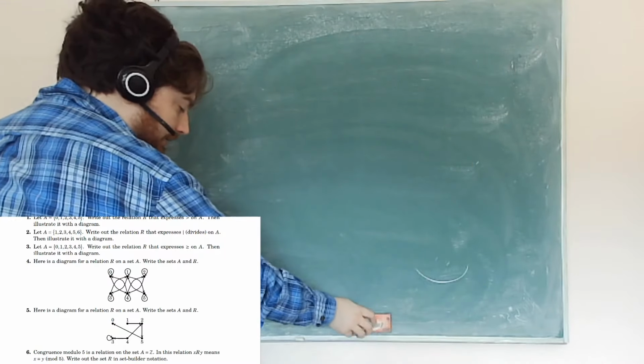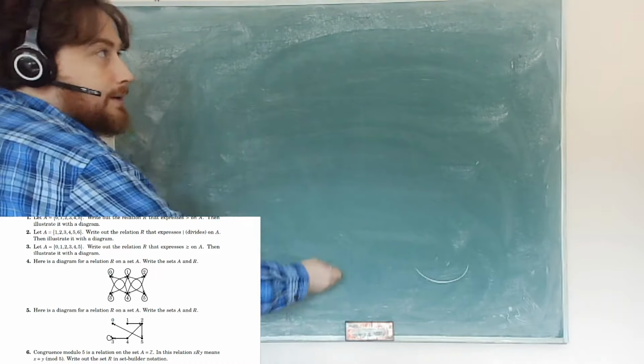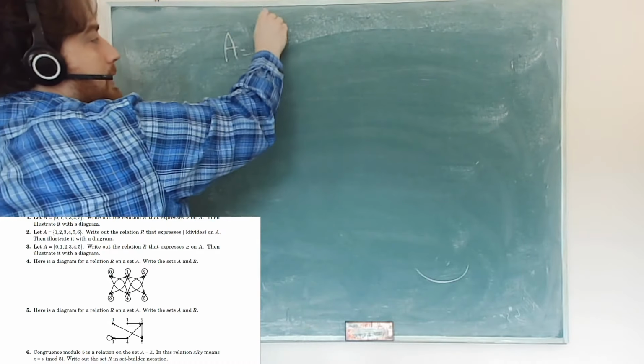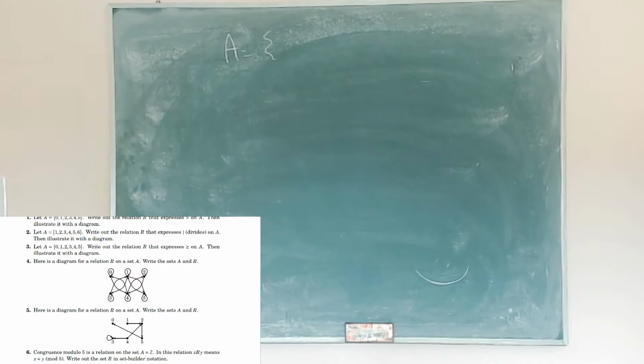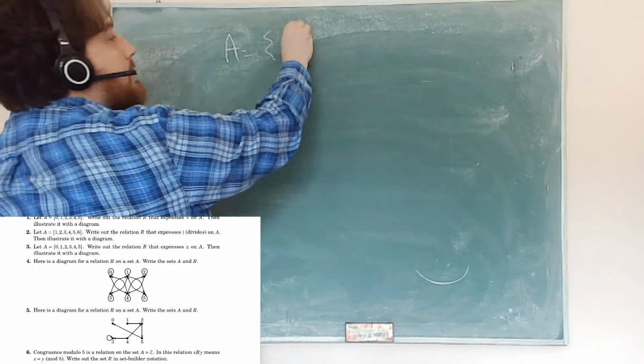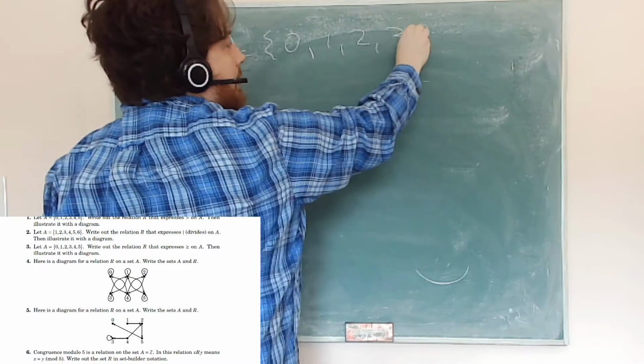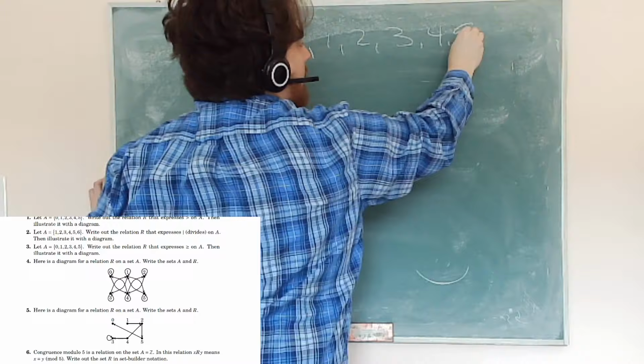Now to find A, I'm just going to write the elements that are listed in my drawing. So A is just, now I have to look at this to make sure I get this right. That is 0, 1, 2, 3, 4, 5. So A consists of 0, 1, 2, 3, 4, 5.